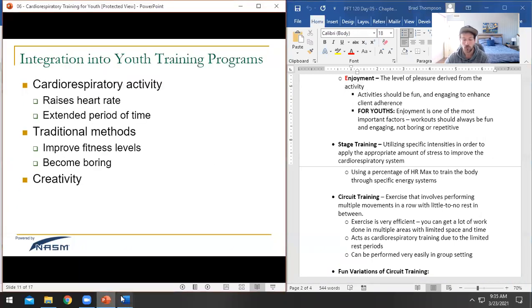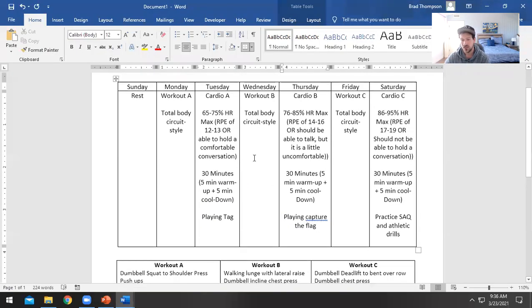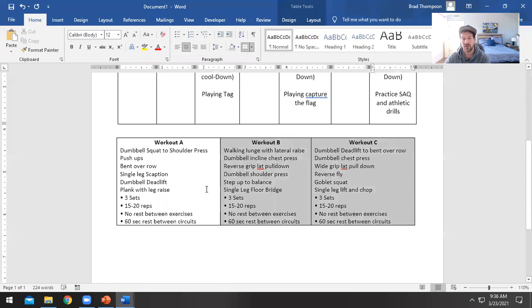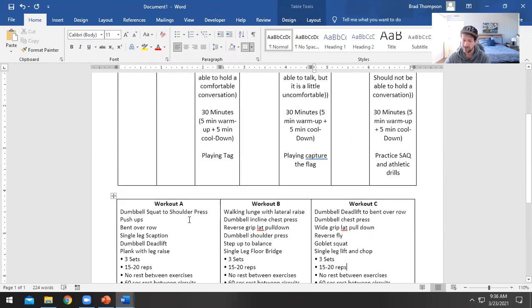So, hopefully something like this, right, where we said the type is that we're focusing primarily on playing cardiovascular games that involve a lot of running paired with a fun circuit style strength training, right? It would keep the enjoyment factor high.